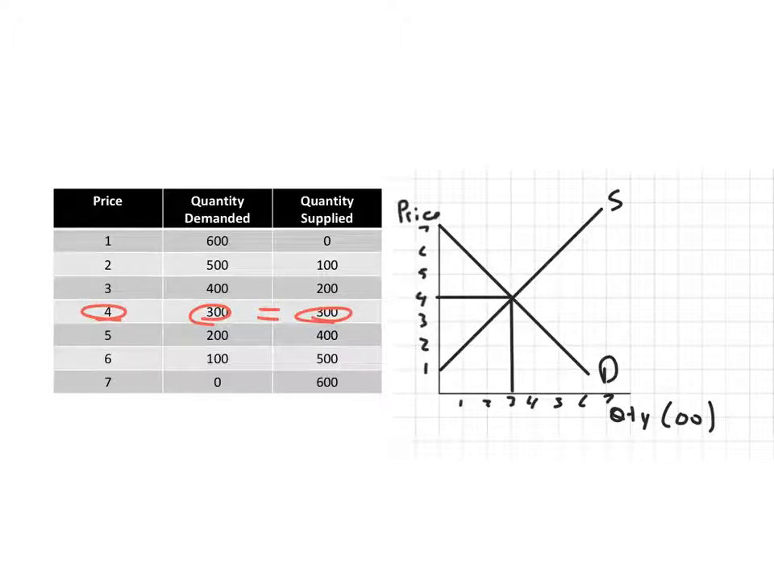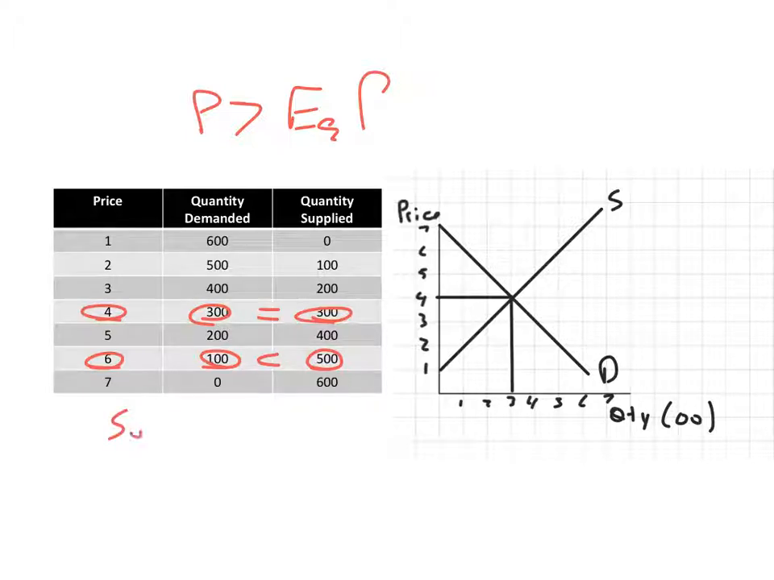Suppose, for example, that firms were to set a price at $6, a price that is above equilibrium. So we're looking here at a price that is greater than the equilibrium price. At $6, quantity demanded would be 100 units. Quantity supplied is 500 units. Quantity supplied is obviously greater than quantity demanded. We refer to this situation as an excess supply, or more commonly we call this a surplus in the market. When quantity supplied is greater than quantity demanded, we refer to this as a surplus.